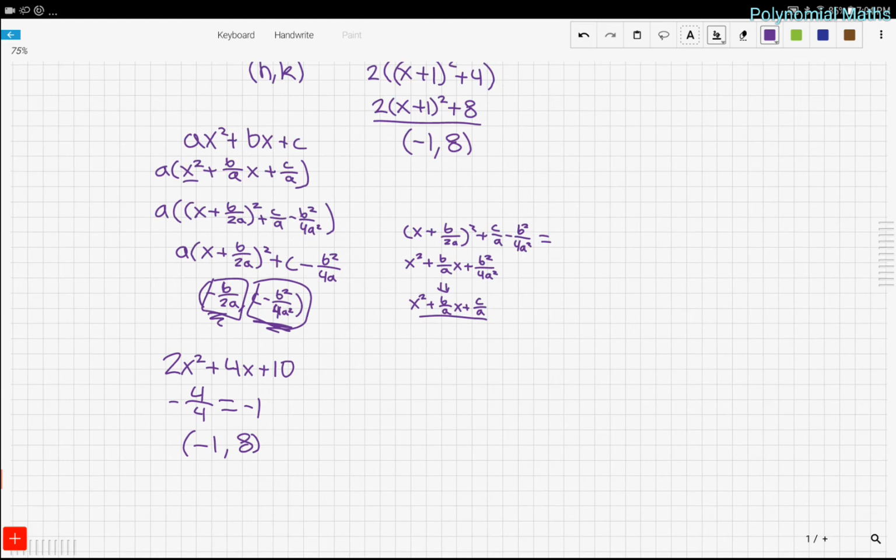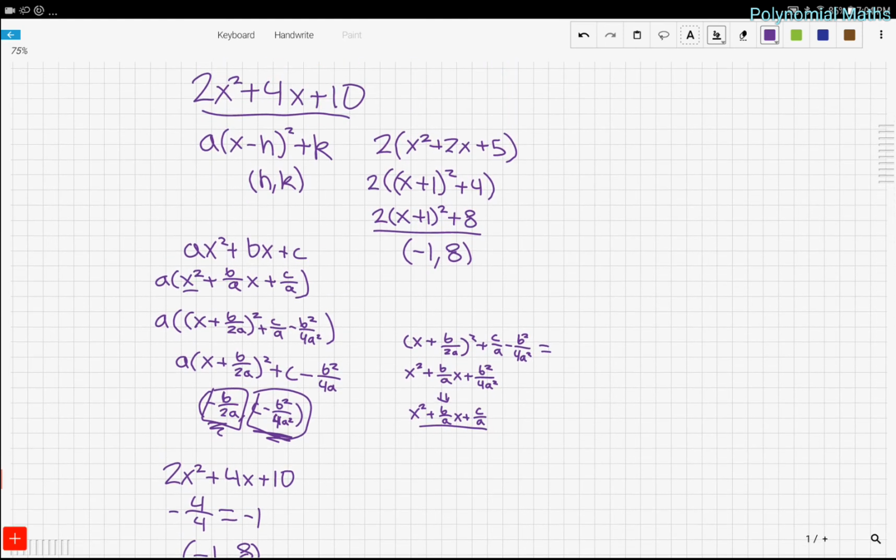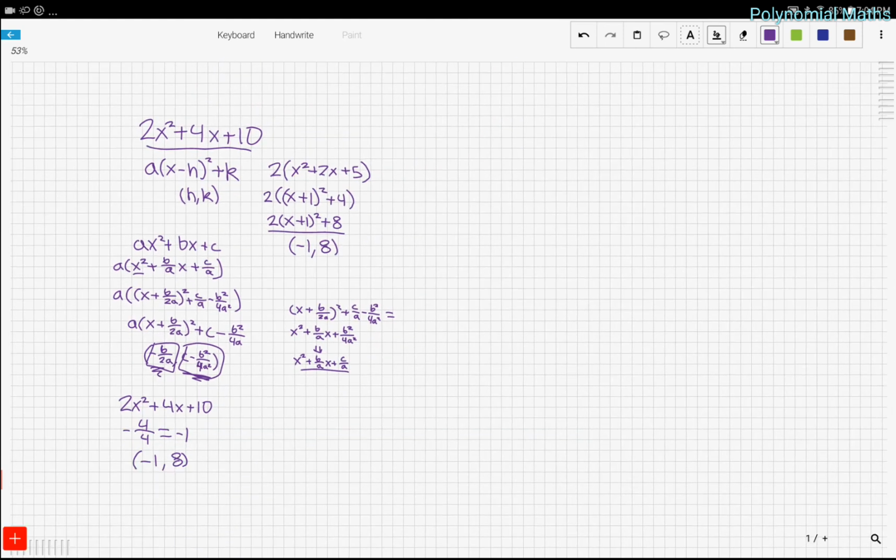So thanks for watching. I hope you enjoyed. This is just a short video on how to complete the square really quickly instead of having to go through the whole complete the square process. Instead, you just use these formulas, plug them in, and you'll be done. And you can find the vertex really easily.